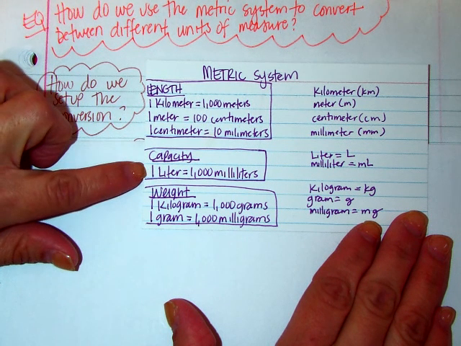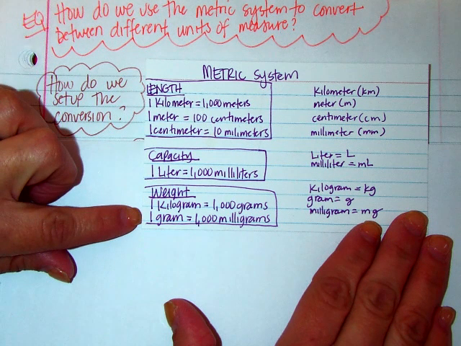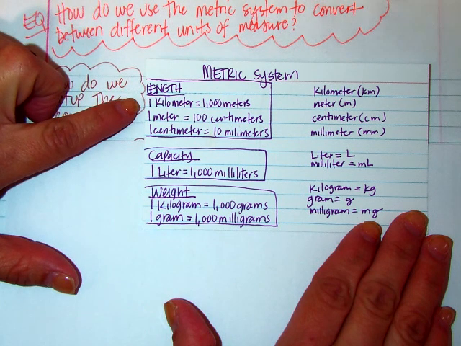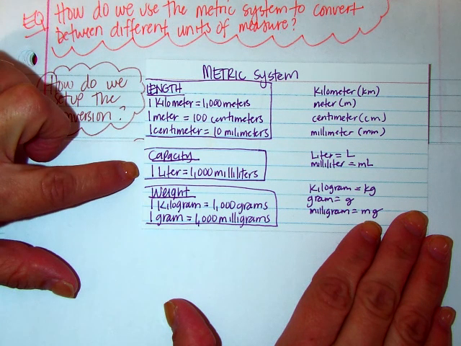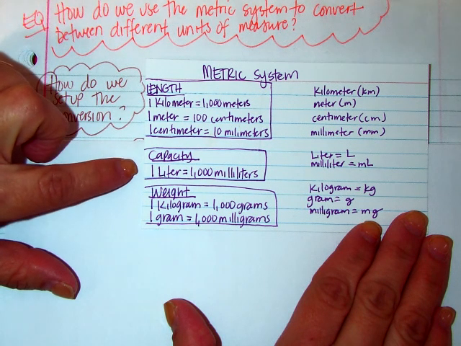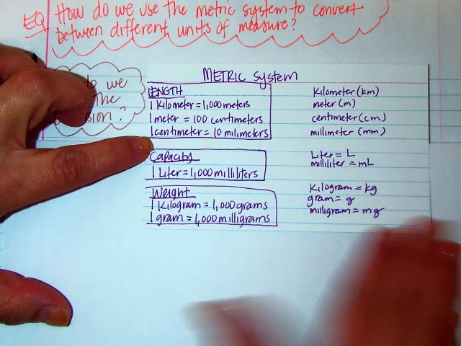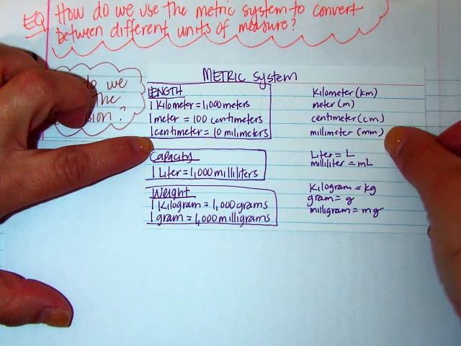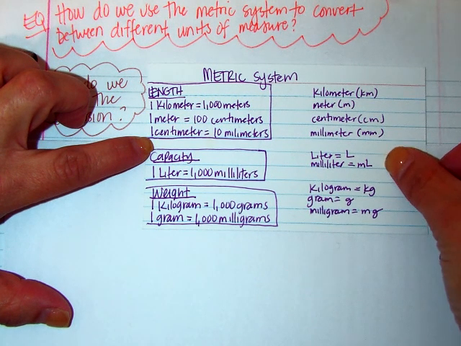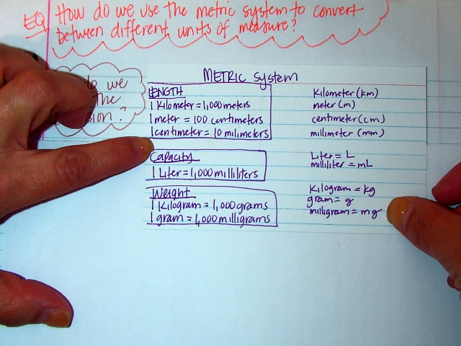capacity, and weight. Remember, length is how long something is, capacity is how much something can hold, and weight is how heavy something is. I've also written down the abbreviations for all of our metric measurements.